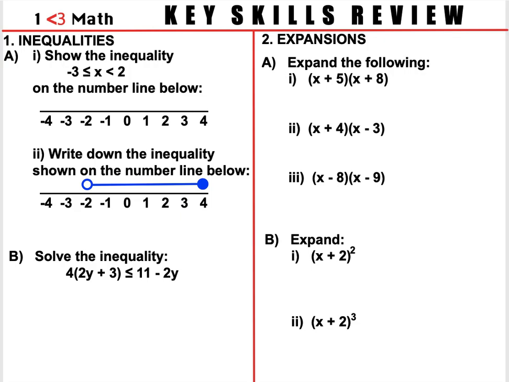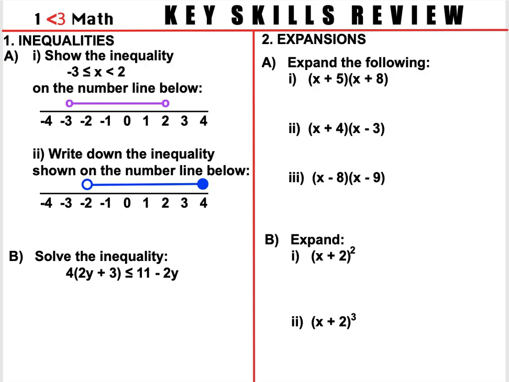So, we'll look at the inequalities section first. Part A is to show the inequality -3 is less than or equal to x, which is less than 2, on the number line below. So we're going to have a go at that. The first thing we need to do is draw circles at -3 and at 2. So we can draw the circles there and we can join them up with a line to represent the inequality.